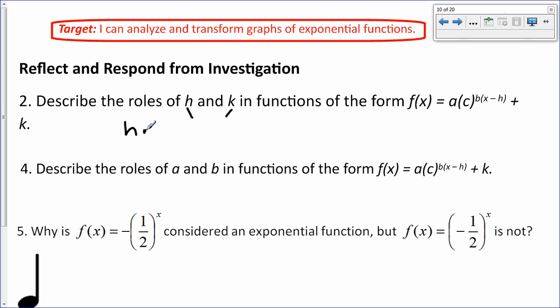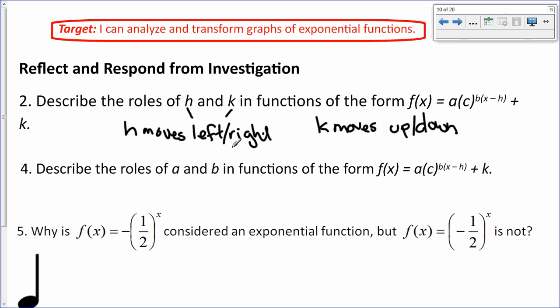H moves you left and right, whereas k moves up and down. You also should have noticed that a negative h value here will move you to the right, while a positive h value will move you to the left, just like we've seen in every other example this year.